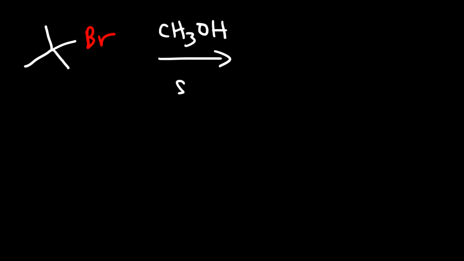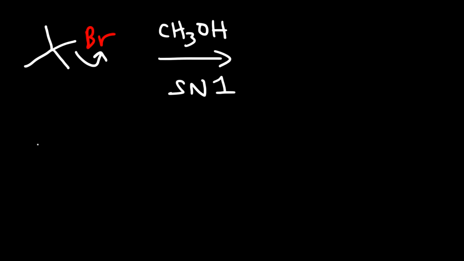Now let's say that we have tert-butyl bromide, and let's react it with methanol. There are two things that can happen here. We can get the SN1 reaction or we can get the E1 reaction. But we're going to focus on the SN1 reaction. What do you think will be the major product in this example? So let's go through the mechanism.